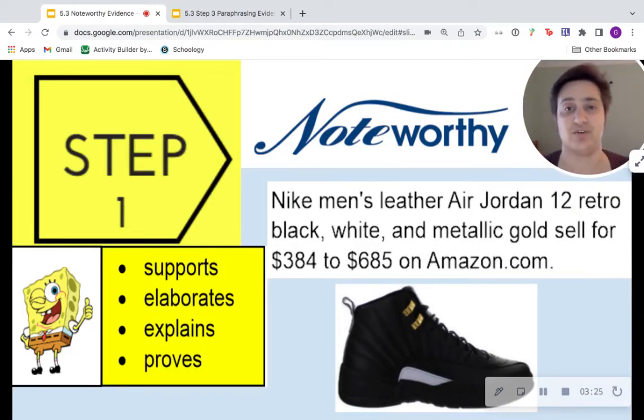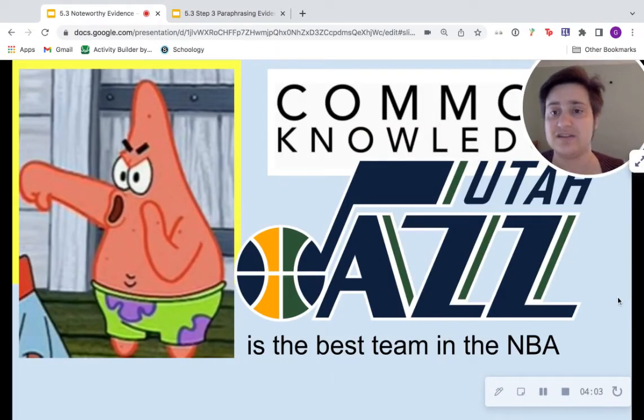So here's an example of noteworthy information. Nike men's leather Air Jordan 12 retro black, white, and metallic gold sell for $384 to $685 on Amazon.com. That's a lot better. It's still talking about the same idea. Jordans are expensive. But now it's got details that the average person on the street definitely wouldn't know off the top of their head. And those details help prove it. Because what does expensive really mean? Well, according to this quote, it means at least $384.